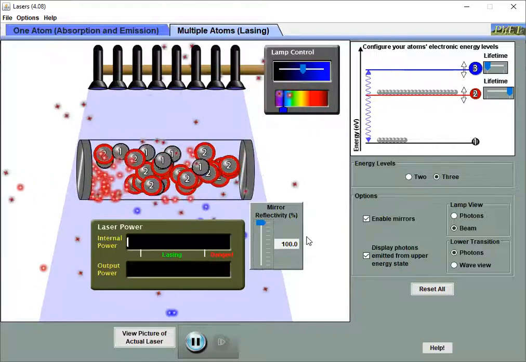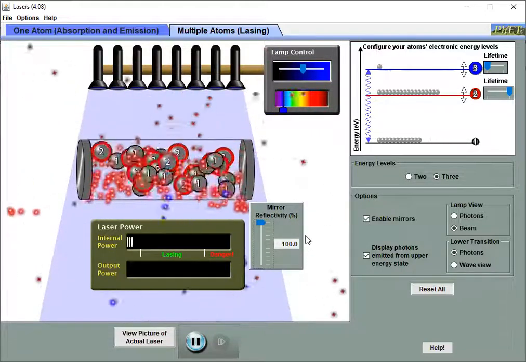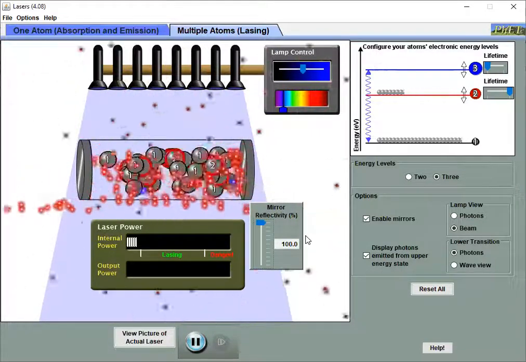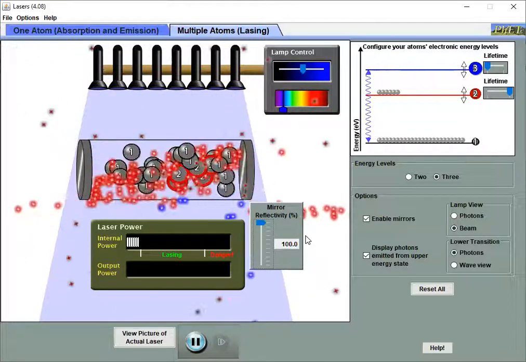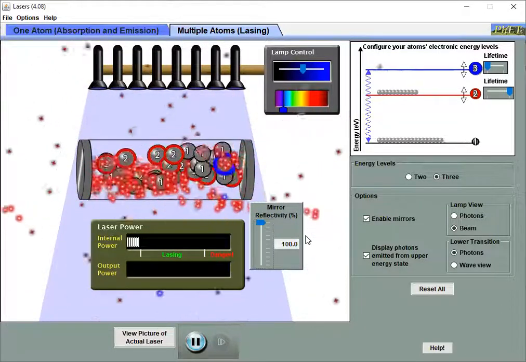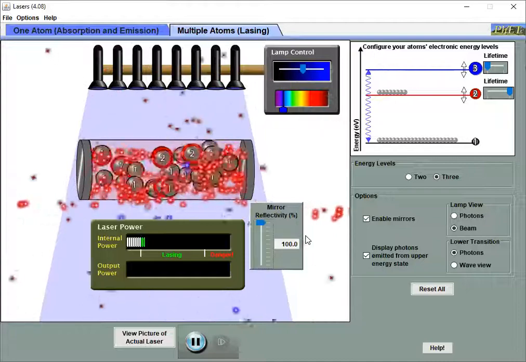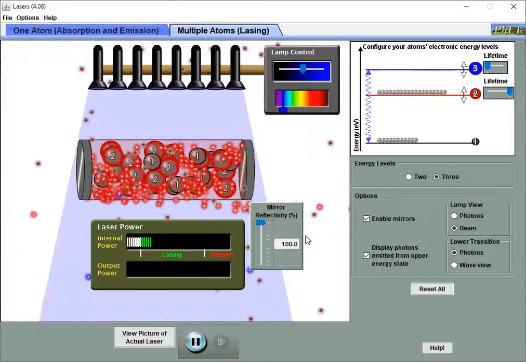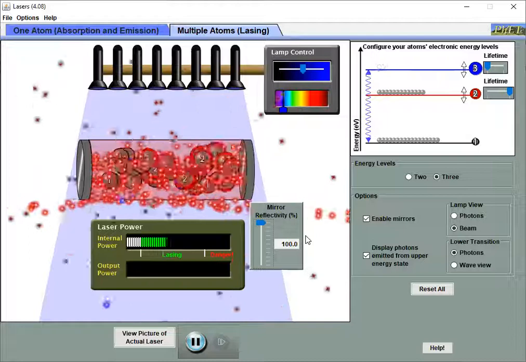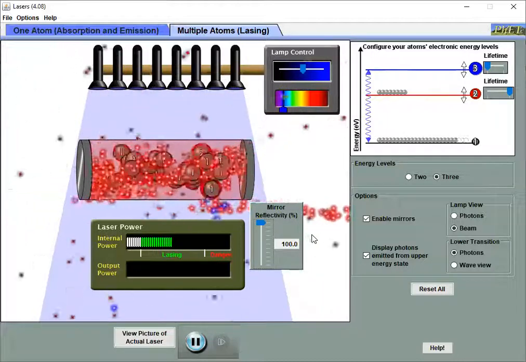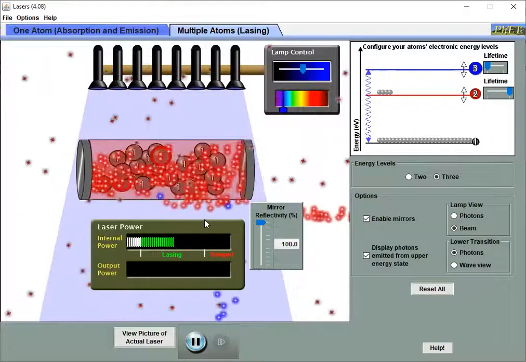But I'm going to turn up the mirror again. So the mirror is going to reflect red light back horizontally. And so the stimulated emission of radiation is going to favor light that's moving horizontally, either left or right, and primarily red light. So we're starting to lase again.